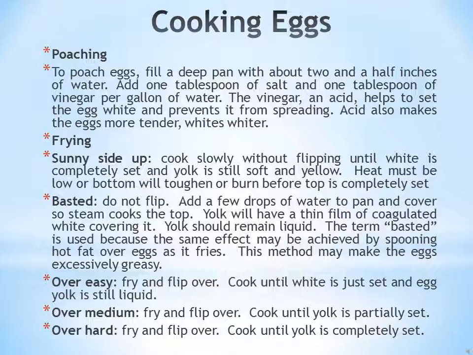Over easy: fry and flip over. Cook until white is just set and egg yolk is still liquid. Over medium: fry and flip over. Cook until yolk is partially set. Over hard: fry and flip over. Cook until yolk is completely set.